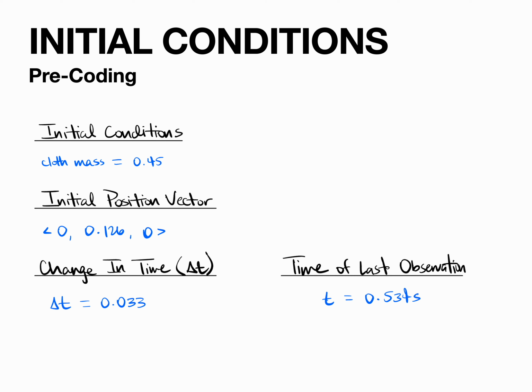The initial conditions, pre-coding: the cloth mass is 0.45, the initial position vector is 0.126 and 0, and we only care about the y direction in this case because we're dropping the cloth straight down vertically, so the x and z directions aren't relevant. And then the change in time is 0.033, and the time of the last observation is 0.534.